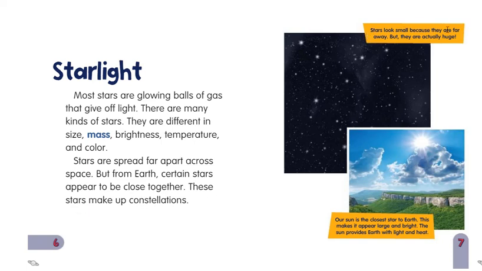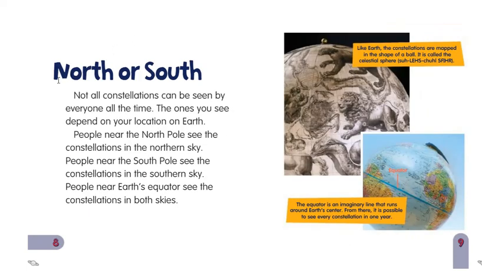So stars may look small because they're far away, but they are actually huge. Oh yes, very huge and very far away. Our sun is the closest star to Earth, I trust we know. This makes it appear large and bright, and the sun provides Earth with light and heat. So a very special star for us indeed.